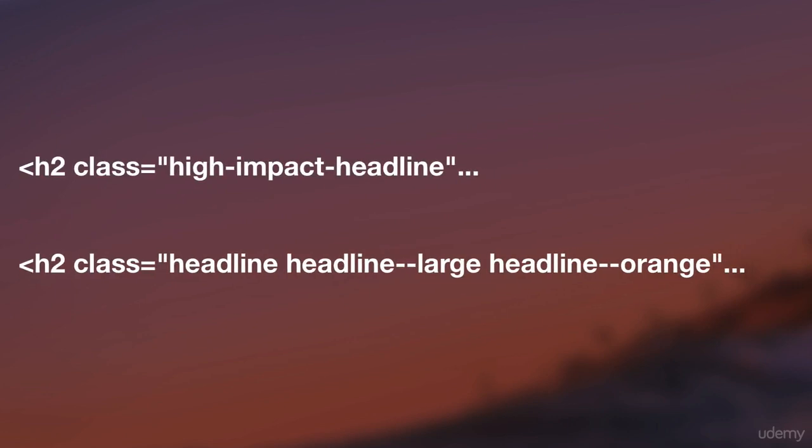So which one of these naming systems is easier to understand? High impact headline or headline, headline large, headline orange? I feel like the modifier system will make sense to us even if we have to revisit the project years down the road. Those class names will always make sense and they're easy to reuse and recycle.